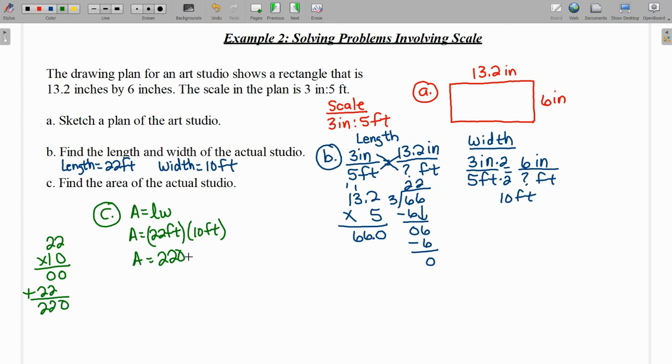And when I take feet times feet, that's going to give me feet squared. And so my area in real life of this art studio is going to be 220 square feet. And that will have answered all three parts of this problem.